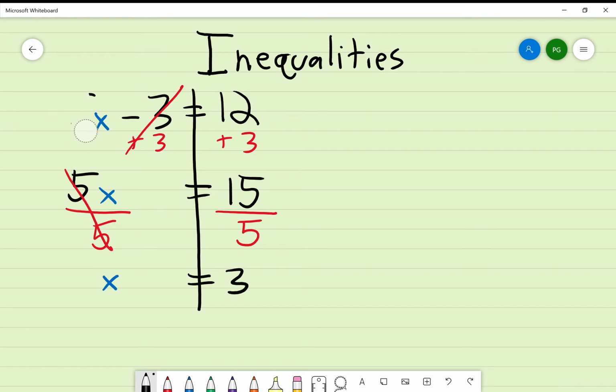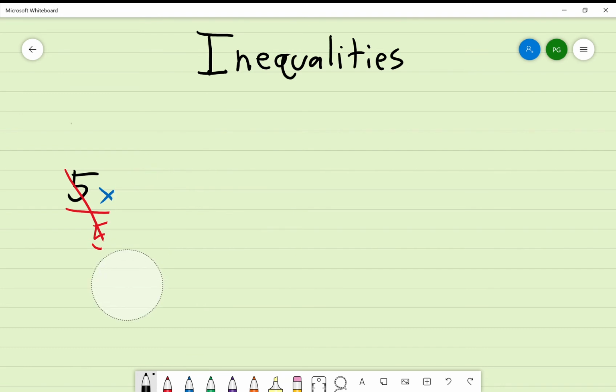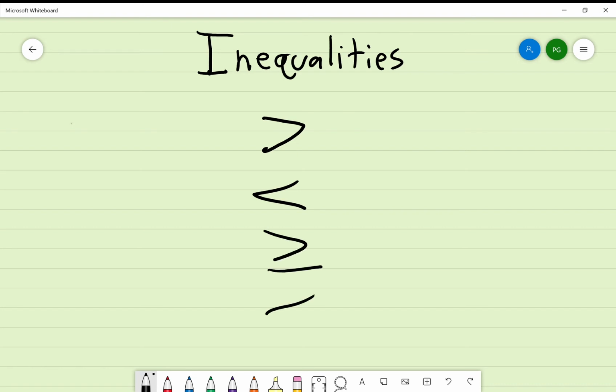Today we're going to start with something called inequalities. Okay? Now inequalities are something you have learned before. They are these things, the alligator mouths, so to speak. I know the alligator mouths is a simplification, but it makes it really easy to remember.